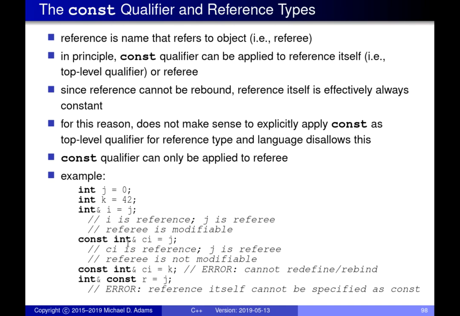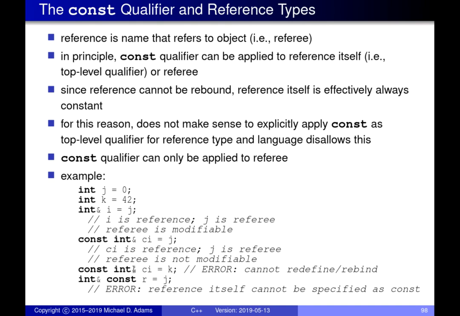On the next line, I create a reference to a constant integer, a reference to an integer that I'm not allowed to change. So in this case, the referee is const. I can't change the thing that's being referred to by the reference, and I'm binding the reference to j. Interestingly, I can change j, because I haven't promised not to change j. There's no const out here, but I can't change j by changing ci, because ci is a reference to something I'm not allowed to change.